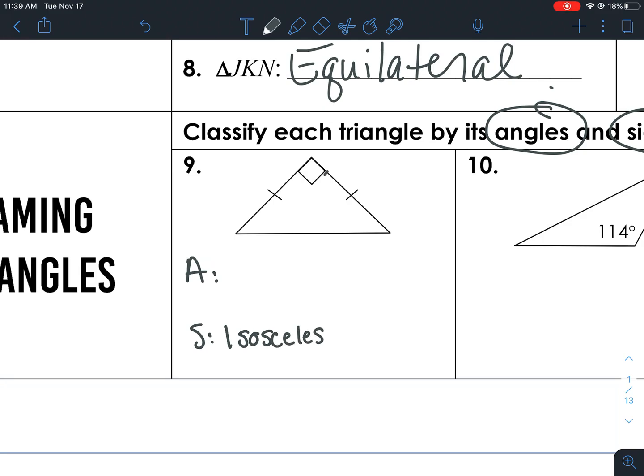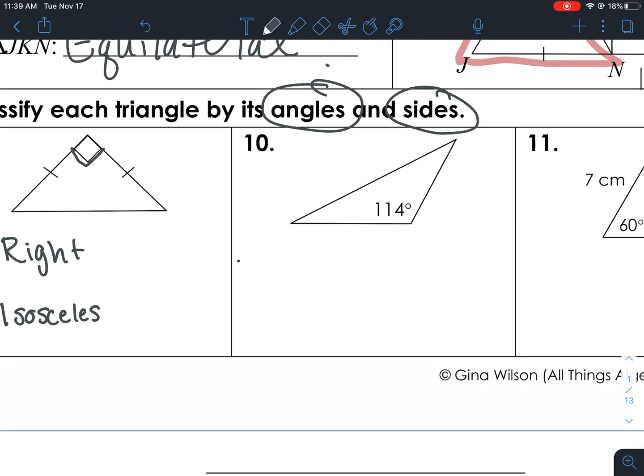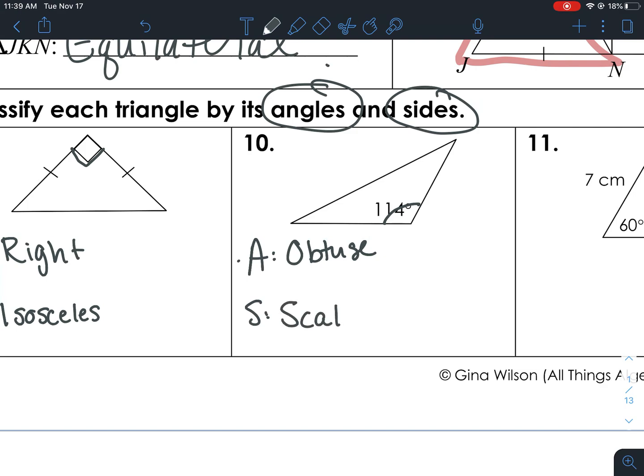Okay, it also has a right angle. So by angles, this would be a right triangle. All right, looking at 10. This angle here is 114, so this would be an obtuse triangle. And because we don't know anything about our sides, we're going to call this a scalene. If it doesn't say, we can't assume.